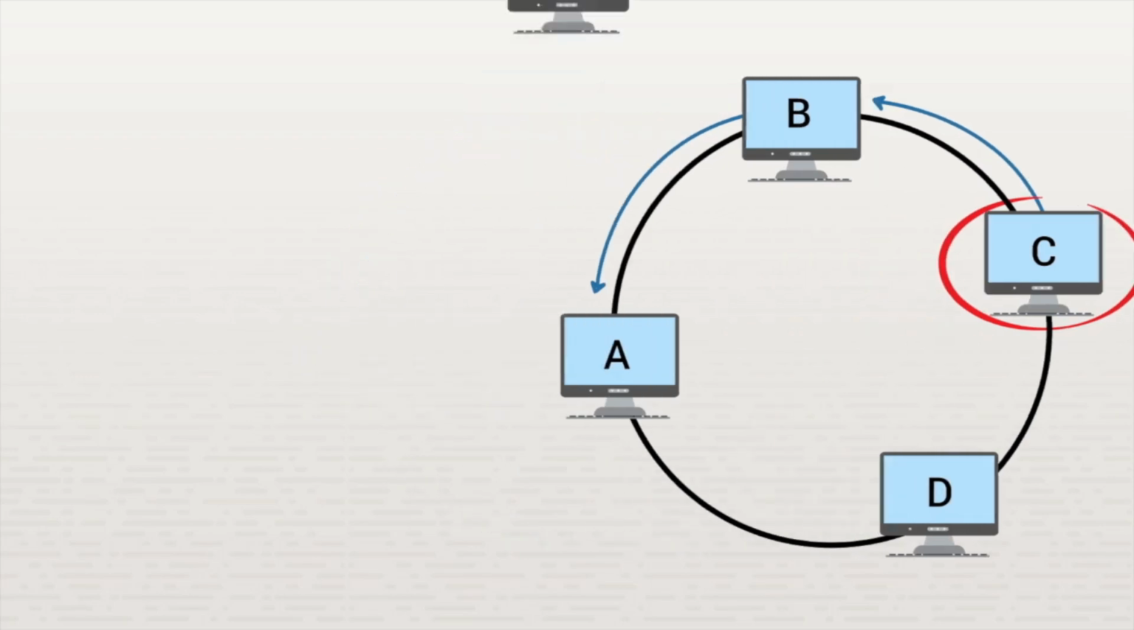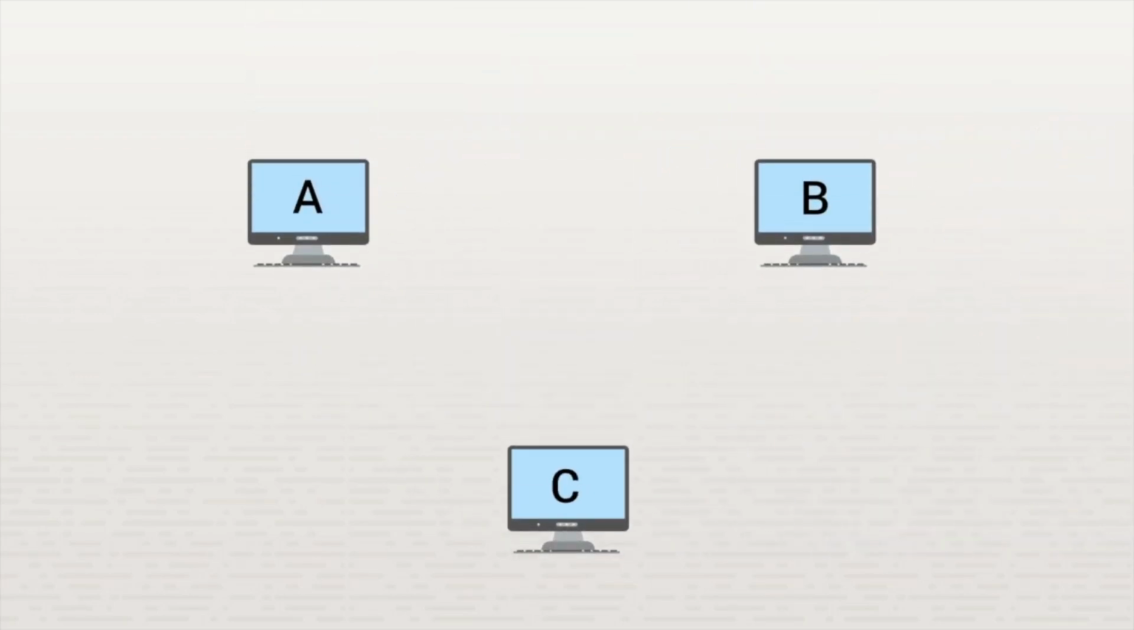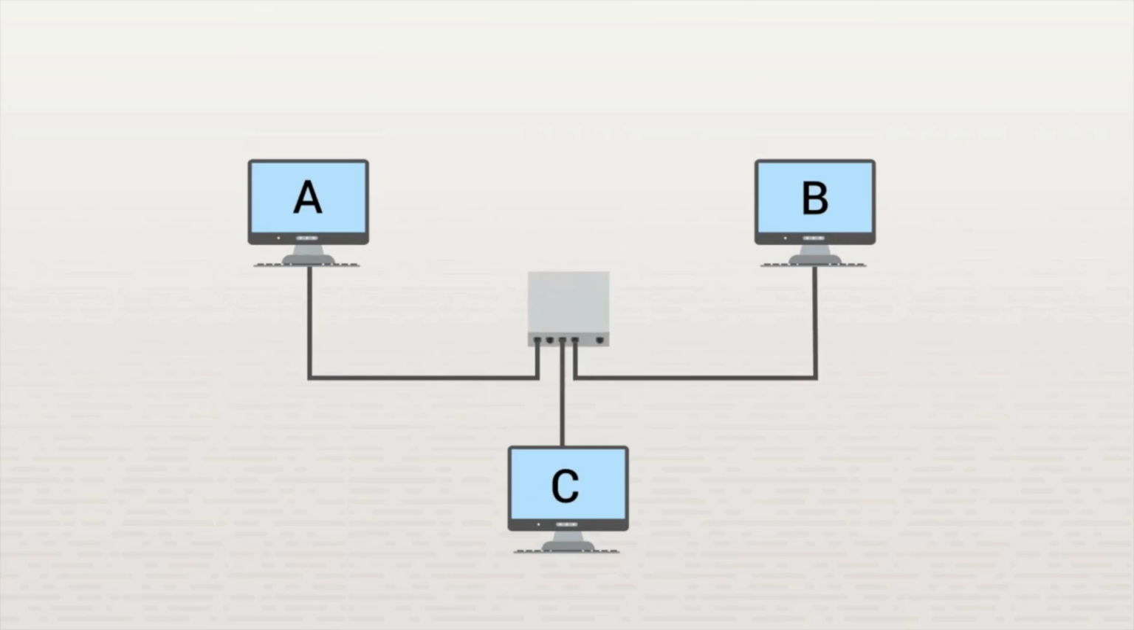A physical star topology uses a central connecting device, and all the devices on the network connect to this central connecting device. This is the most commonly used physical topology today. With logical star topology, data is sent directly to the intended device only. For example, when this computer wants to send data to this computer, the data is first sent to the central connecting device. The central connecting device then analyzes the data and forwards it to the intended computer.